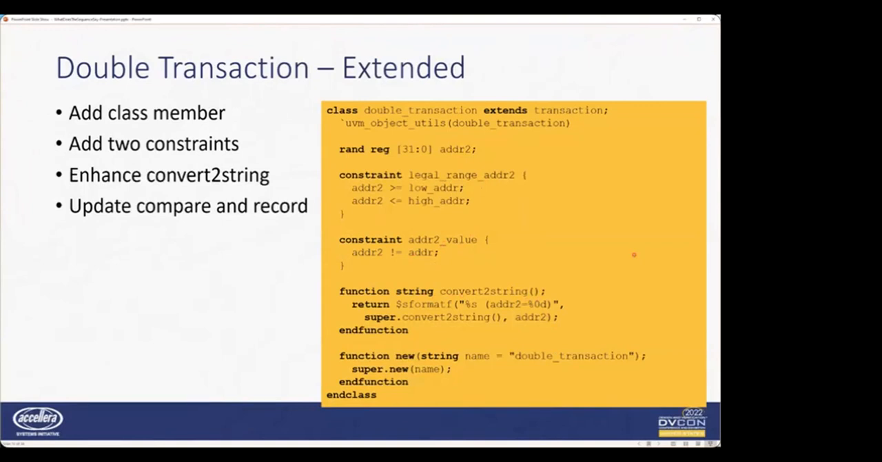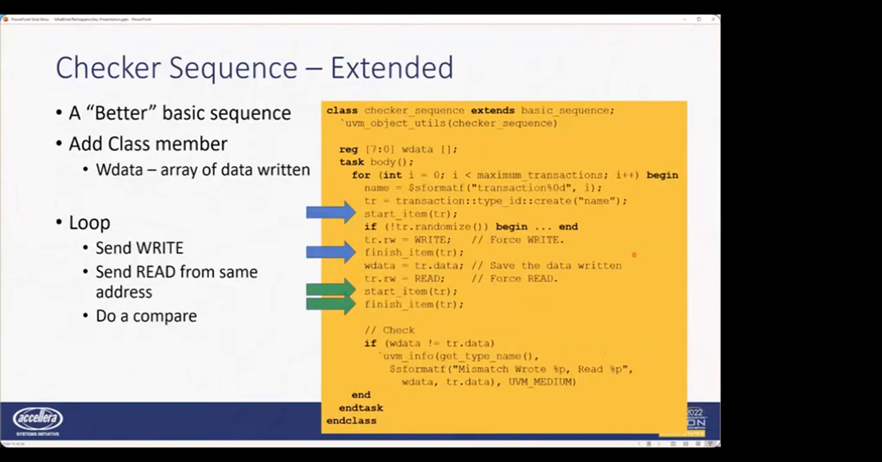So now we've got a few transactions that are better. Now we're going to get a sequence that's better, and this sequence is called the checker sequence, or self-checking. It takes our basic sequence and extends it, and it's going to redefine the body. And we have an array here of write data. This is the data that we've written. It's the same maximum transactions loop, and we're going to call the constructor, start item, finish item for a write.